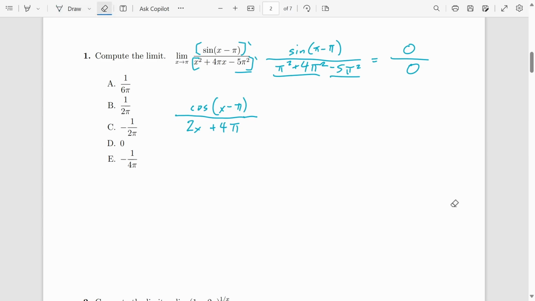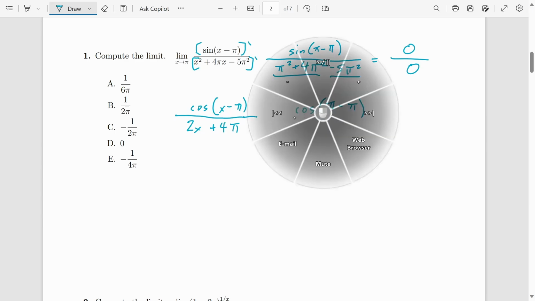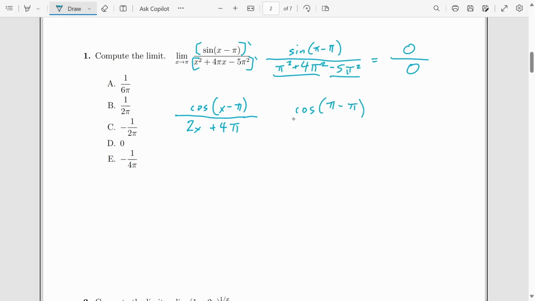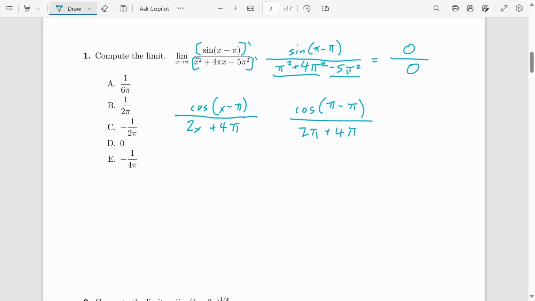So now let's see what happens when we plug in pi for x. We'll get cosine of pi minus pi again. But fortunately, cosine of 0 is not 0, which is good. And then in the denominator, we have 2 pi plus 4 pi. Cool, this looks like it's not going to be dividing by 0 anymore, and whatever answer we get is going to be our answer. So in the numerator, cosine of 0 is 1. And then in the denominator, we have 2 pi plus 4 pi, which is 6 pi. Our answer is A.